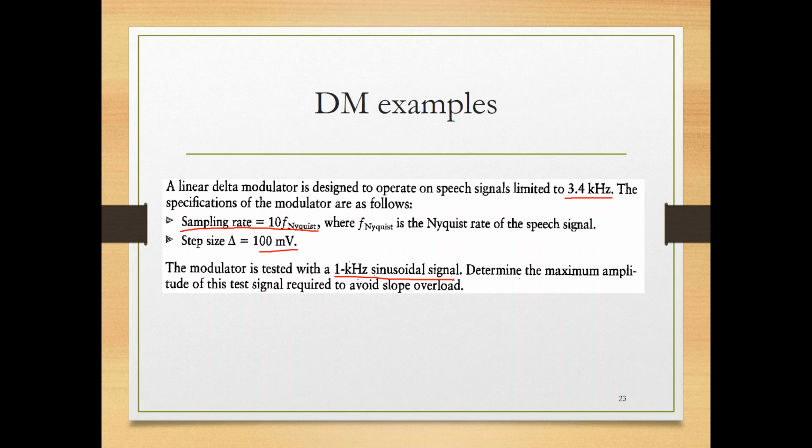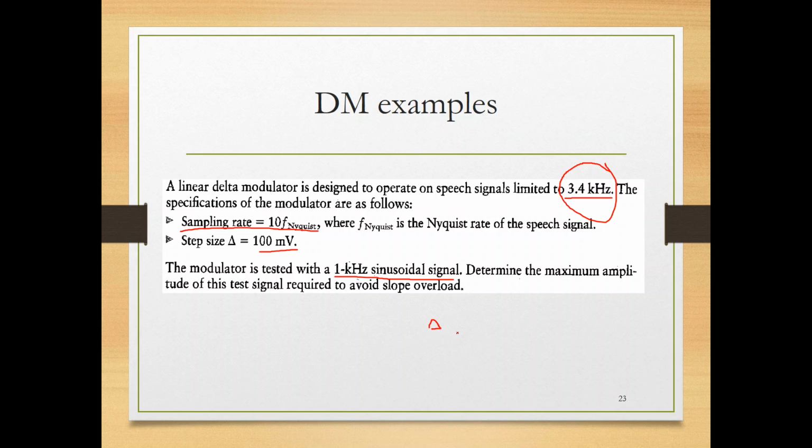So the modulator, originally, was designed for a speech signal. Focus with this. Yes? Now, they want to test the modulator with a signal which is not speech. It's a different signal that has a different frequency. It was a sinusoidal signal, 1 kilohertz. Determine the maximum amplitude of this test signal required to avoid slope overload distortion. What would be the maximum amplitude of this signal so that you can avoid overload distortion?